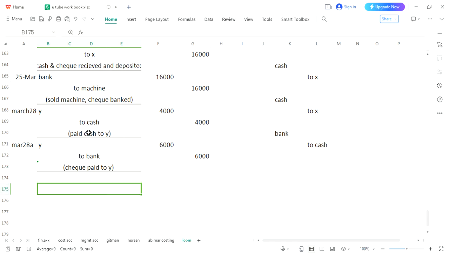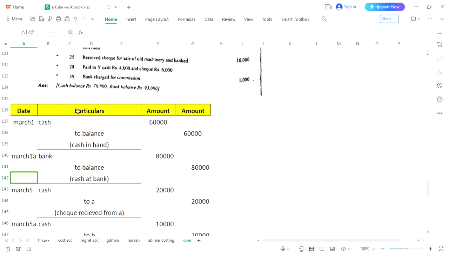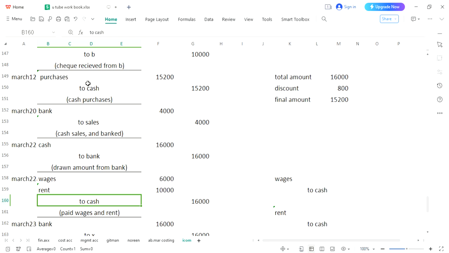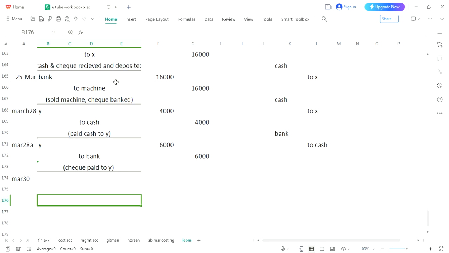When you will pay cash, Y to cash. When you will pay check, Y to bank. Alright guys, after 28, we have 30th entry. March 30 is our next entry, which is saying bank charged commission. Same narration we can write, bank charged commission.